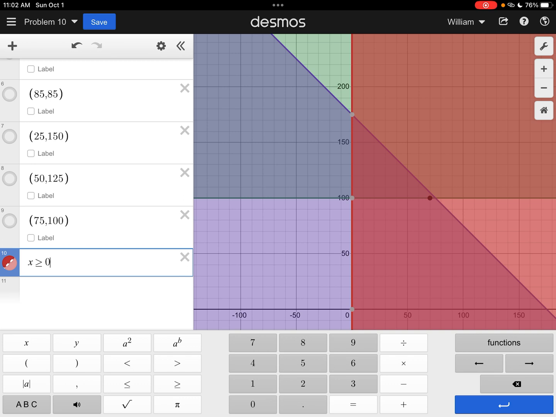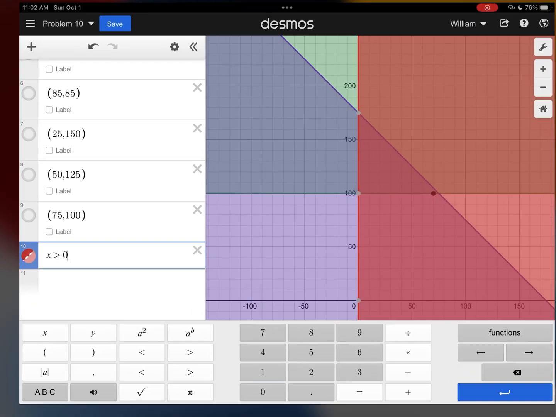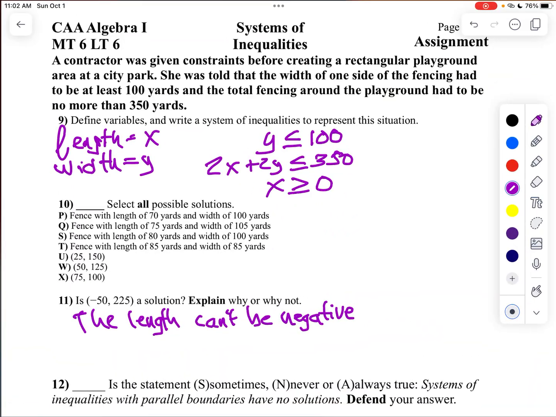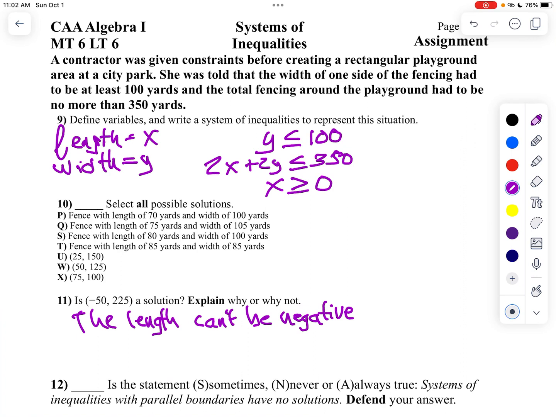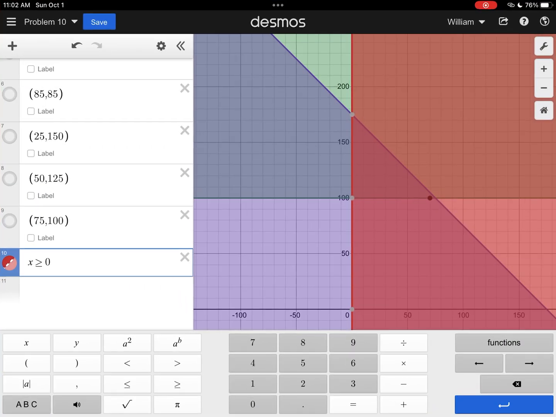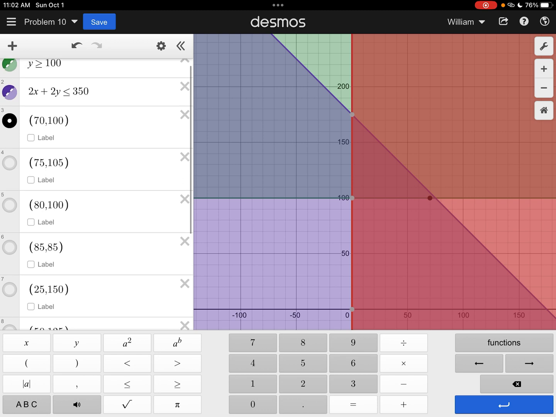So the first question, we're going to go back and forth here between these two, says, hey, can you have a fence of 70 and 100? And notice that there's more than one correct answer. So if I graph 70 and 100, notice that is on the border. So that would be a solution.